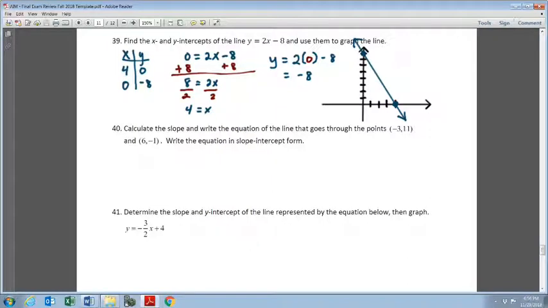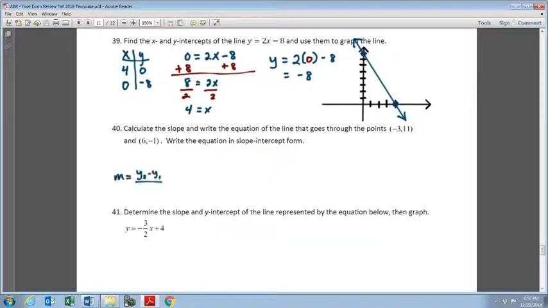On number 40, let's see, we need to find the slope first, and then write the equation of a line that goes through these 2 points. Write the equation in slope-intercept form. So slope-intercept form, hold on a second, that's this form here, slope-intercept. So basically it's solved for y. So let me erase that.